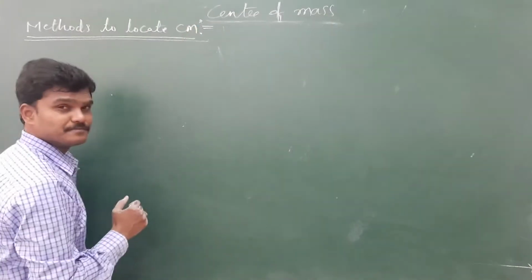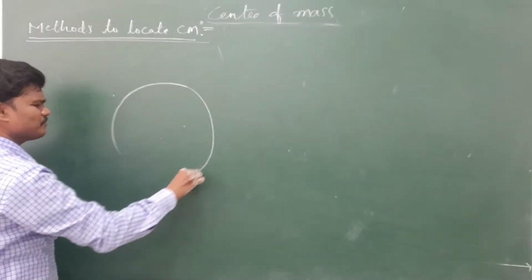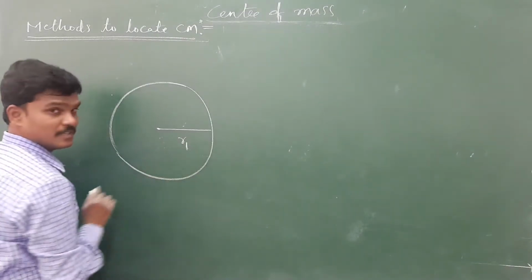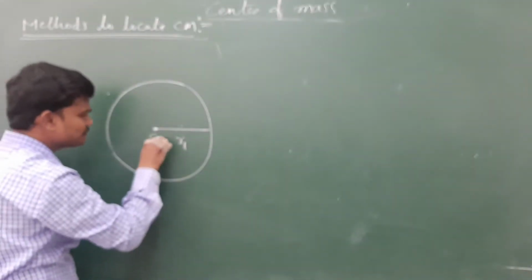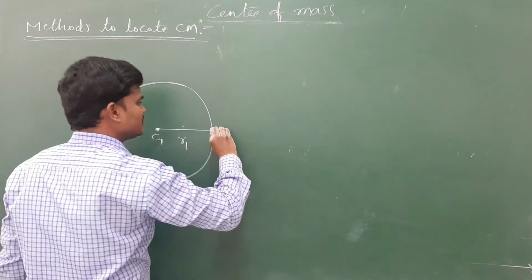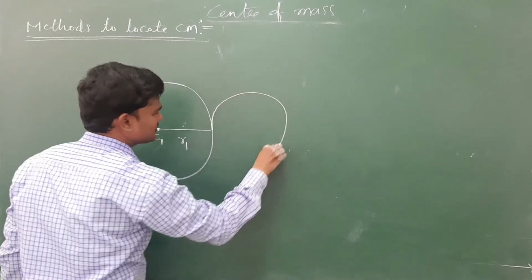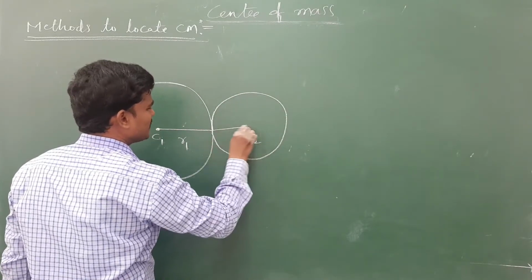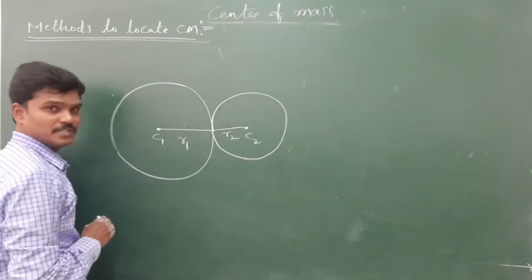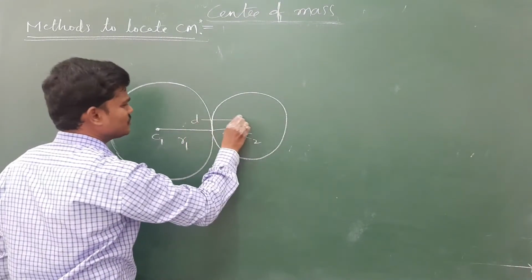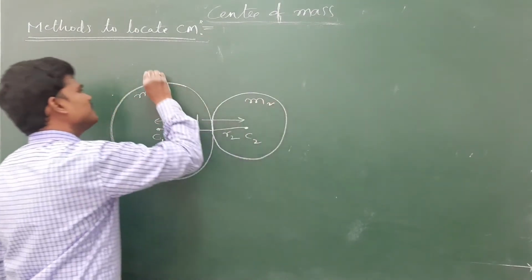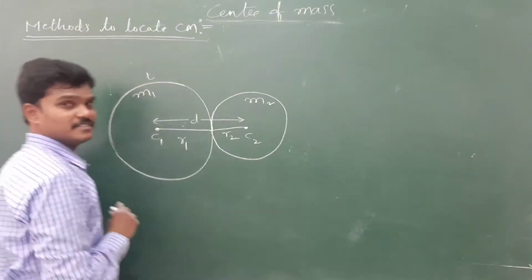Let us consider a circular disc. This is the circular disc whose radius is R1, and initially the center of mass of this disc is here. If another circular disc is in contact with this, whose center of mass is here, with a radius R2. The distance between these two centers is, let us suppose, D, and M1, M2 are the masses of the discs. T is the thickness.